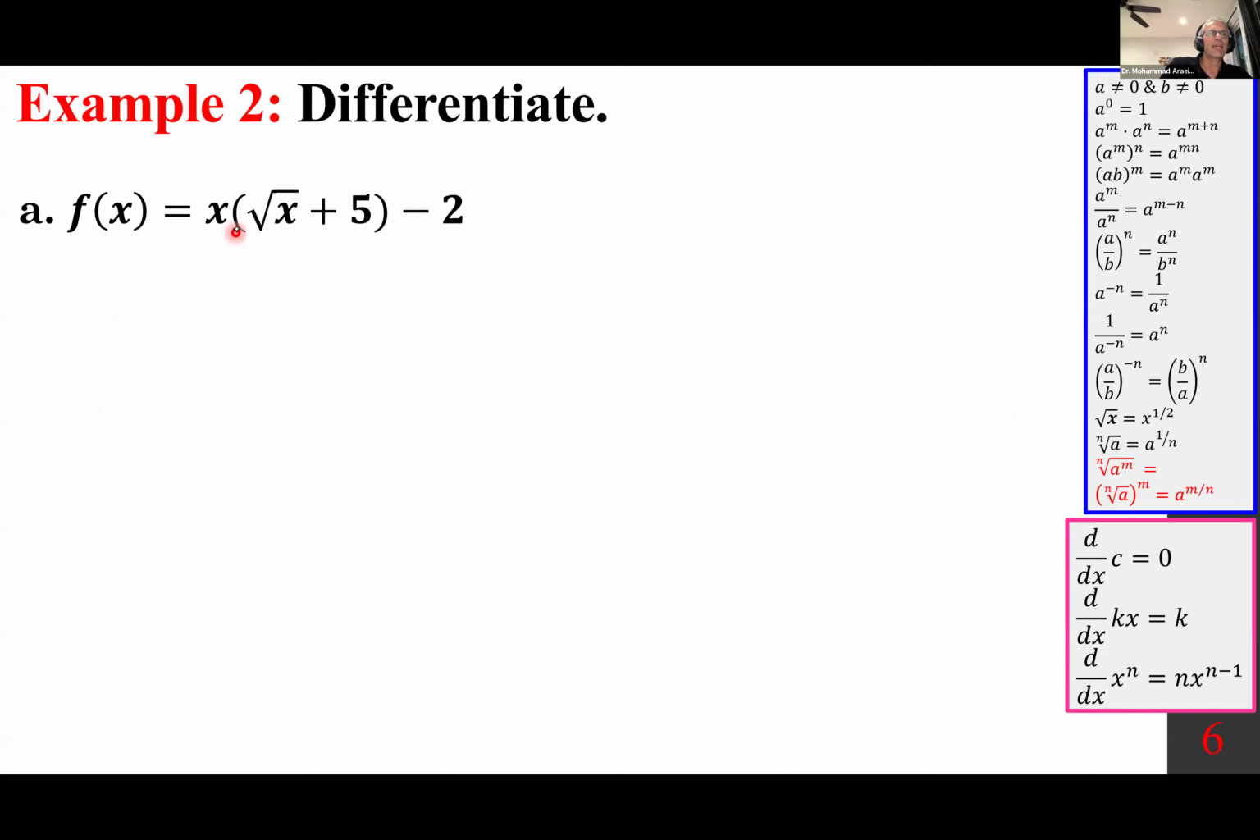Example 2, f of x is x times square root of x plus 5. In order to get this ready for using the power rule, you have to change the square root of x. What is square root of x? X to the power of 1/2. We are going to distribute the x, and bear in mind that x has exponent 1.